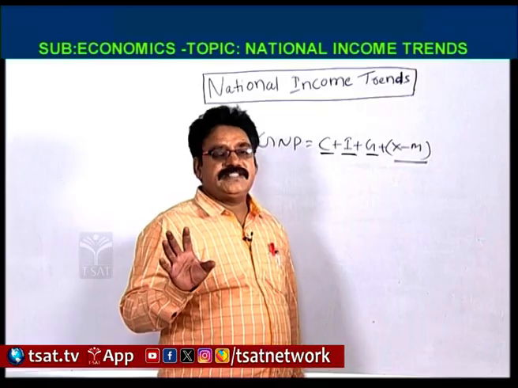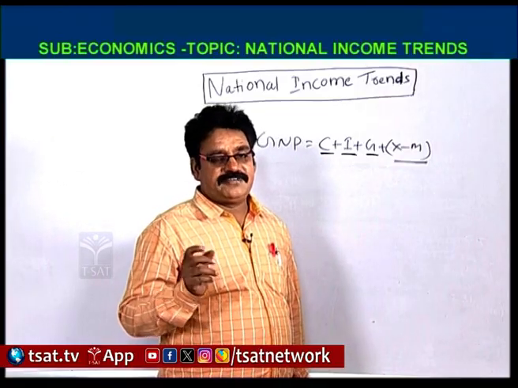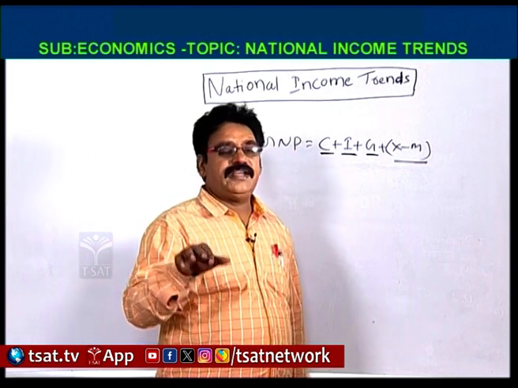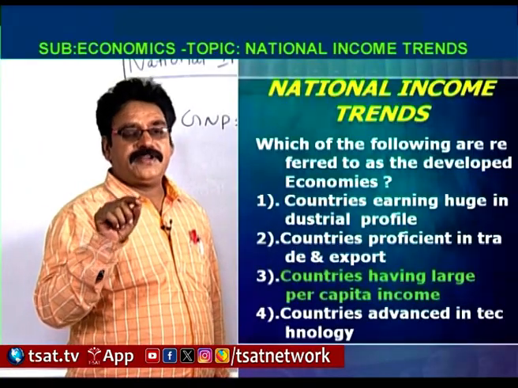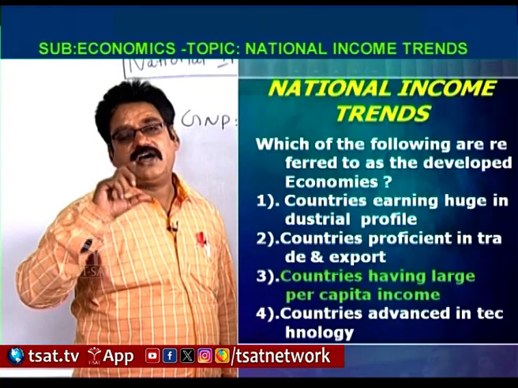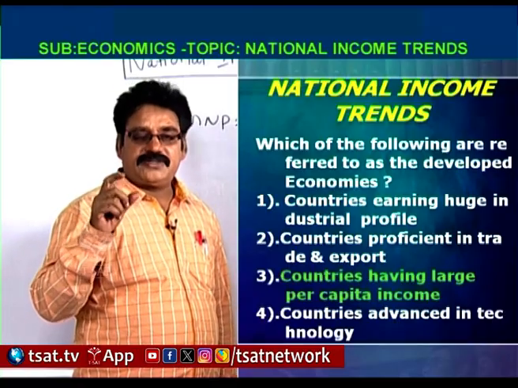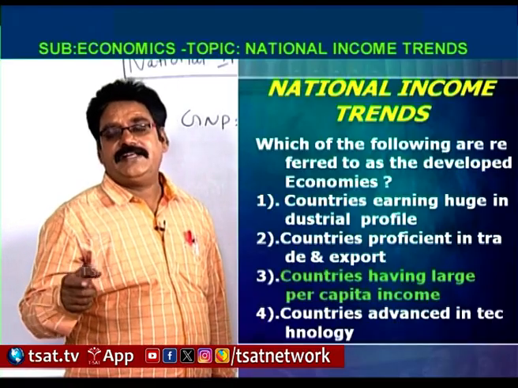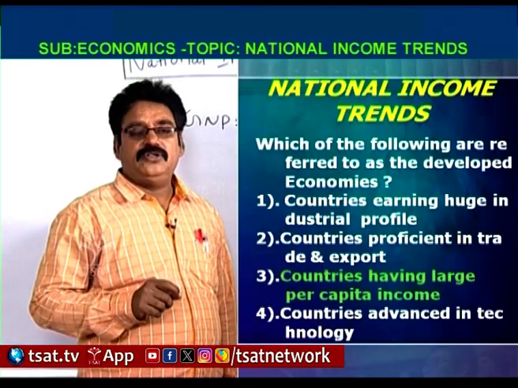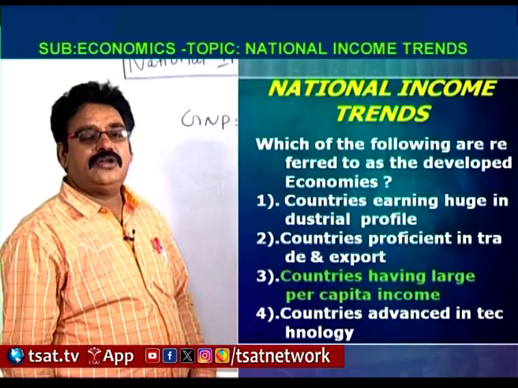Countries earning huge industrial output is different. Countries proficient in trade and export is different. Countries advanced in technology, these are the symptoms of developed economies. But the appropriate characteristic is high per capita income. Which country is having high per capita income? That country is called a developed economy. Based on per capita income itself, we say America is developed, the UK is developed and Germany is developed. So the right option is the third one, countries having larger per capita income.